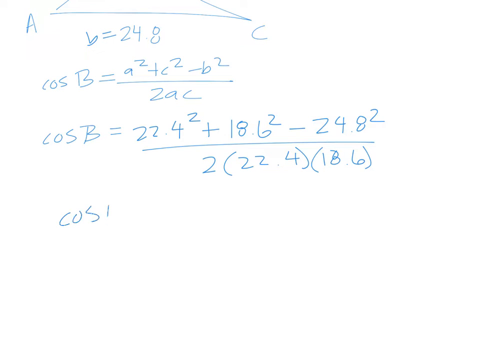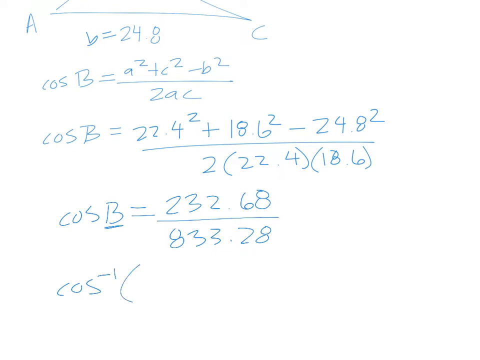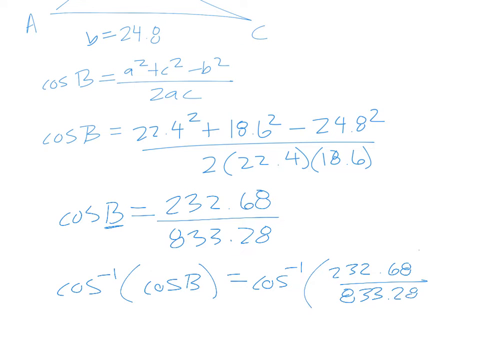So working this out, let's see what I get. On the top I have 232.68, and on the bottom I have 833.28. All right, to isolate B now, how do you get it by itself? You have to use your inverse trig ratios. I'm going to take the inverse cosine of both sides. Measuring angle B is equal to, nearest degree is 74 degrees. Done.